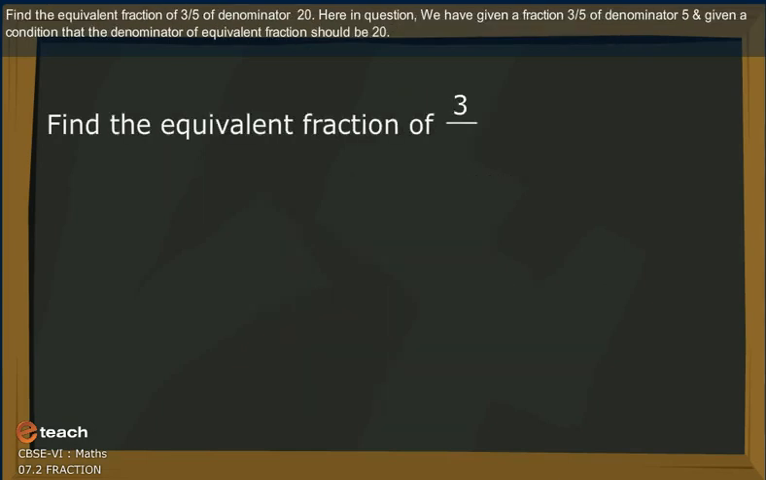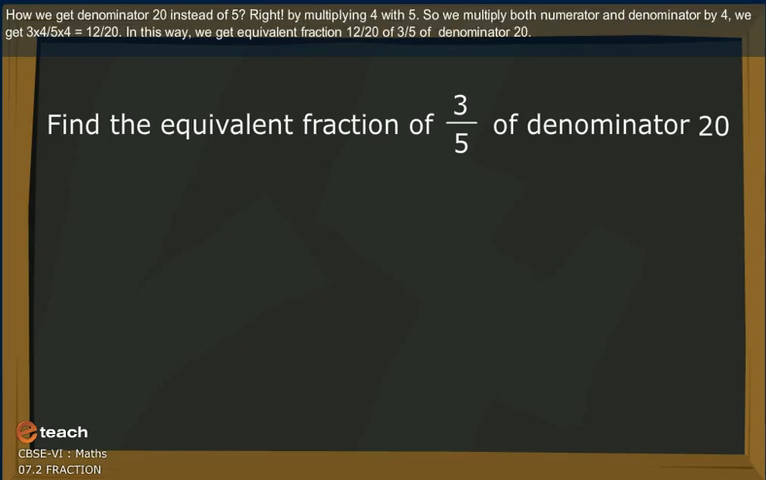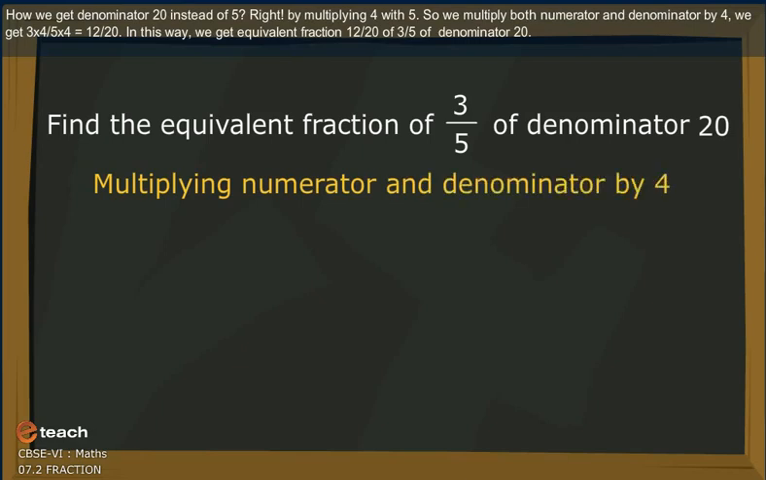Find the equivalent fraction of 3 by 5 of denominator 20. Here in the question, we have been given a fraction 3 by 5 of denominator 5 and given a condition that the denominator of the equivalent fraction should be 20. How do we get denominator 20 instead of 5? Right, by multiplying 4 with 5.